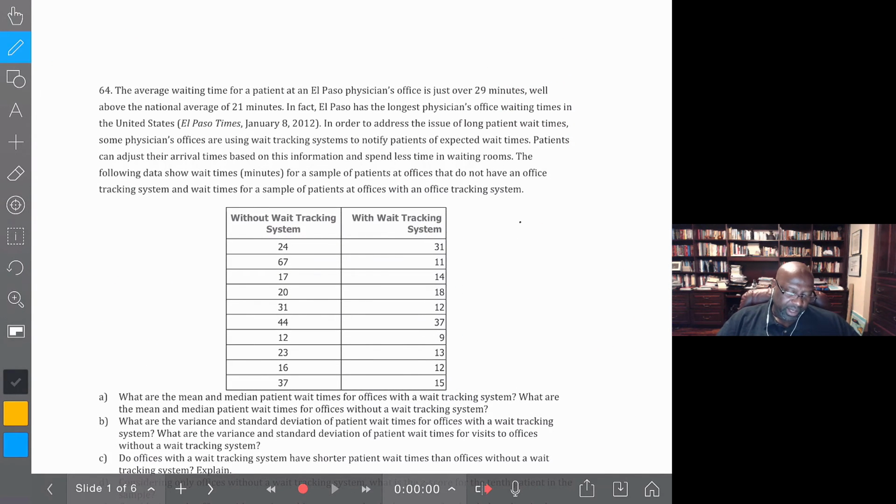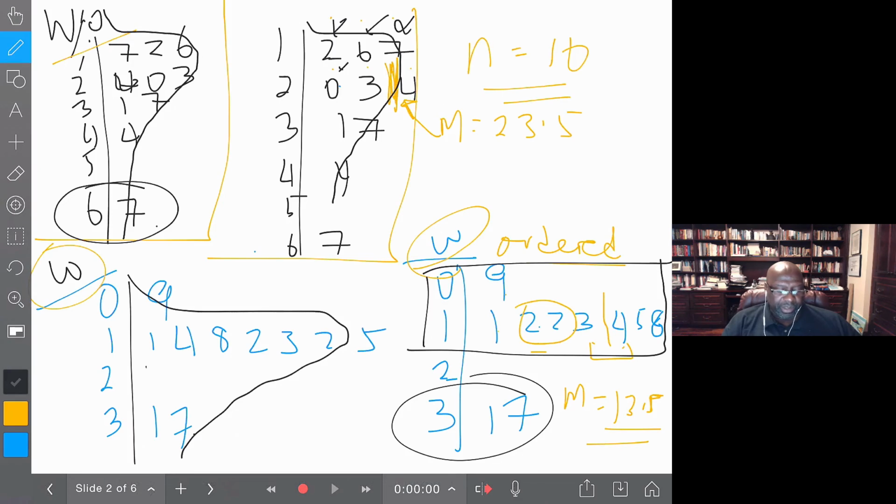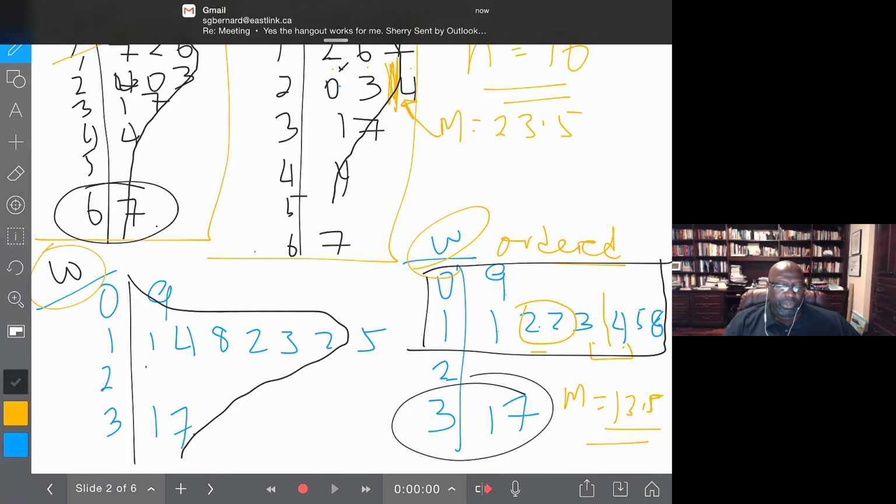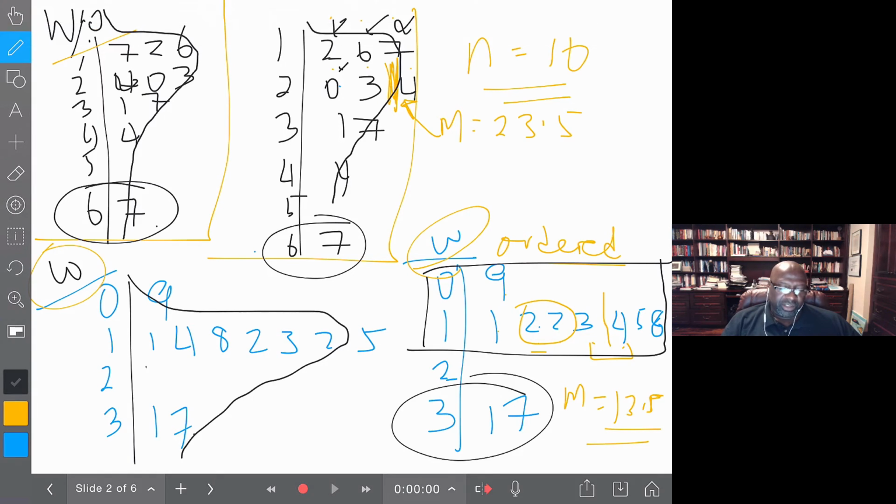So we had to find the variance, standard deviation. We found the mean and the medians. We found that we could find quartiles if we wanted to. Actually, we didn't find a range. We certainly can find a range by simply taking the smallest value from the largest value. So in this case of without tracking systems, 67 is the largest value. 12 is the smallest value.